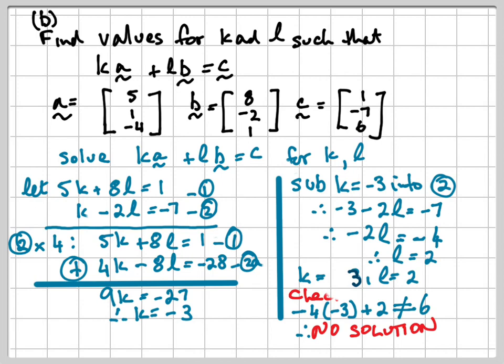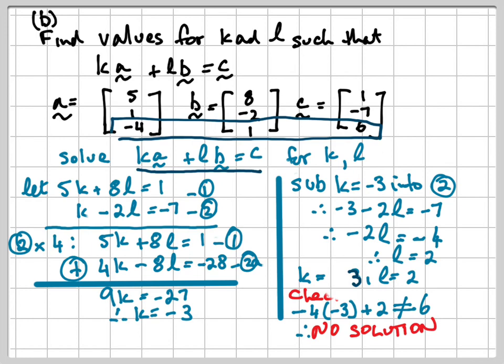But it so turns out that when you substitute that so-called solution into your third equation, it does not check out. So that means that there is no solution, there is no combination of K and L that would enable us to satisfy this condition that Ka plus Lb equals this third vector C. So a bit of a trick question there.